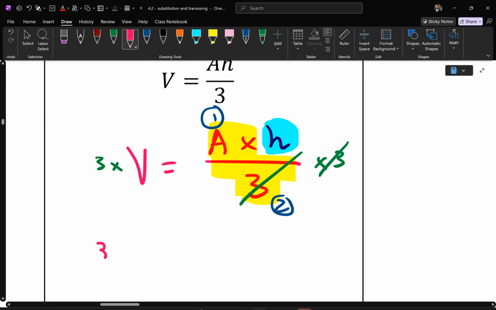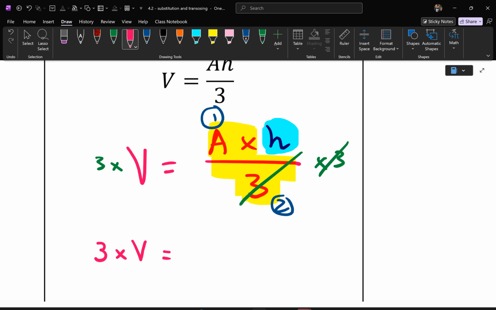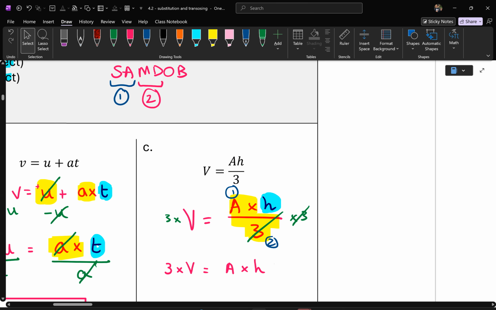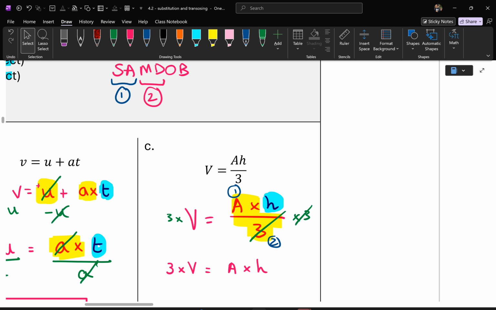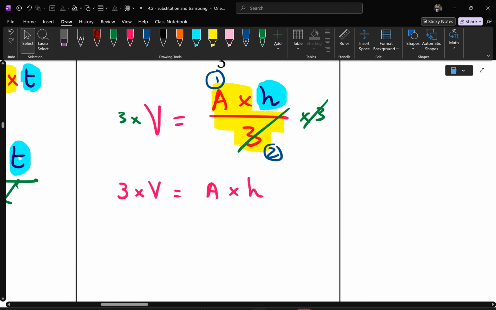That means on the left side, you got 3 times V is equal to the division of 3 and times 3 have cancelled out. So you got A times H. That is a lot easier if you got rid of the 3 rather than getting rid of A. If you got rid of A, you still have the fraction. So that's why I think getting rid of a fraction makes it easier. Okay, so that's why in SAMDUB, it actually doesn't matter which one you get rid of first, whether it's M or D. They're both in the same category. Okay? And then remember, our goal is to find H.